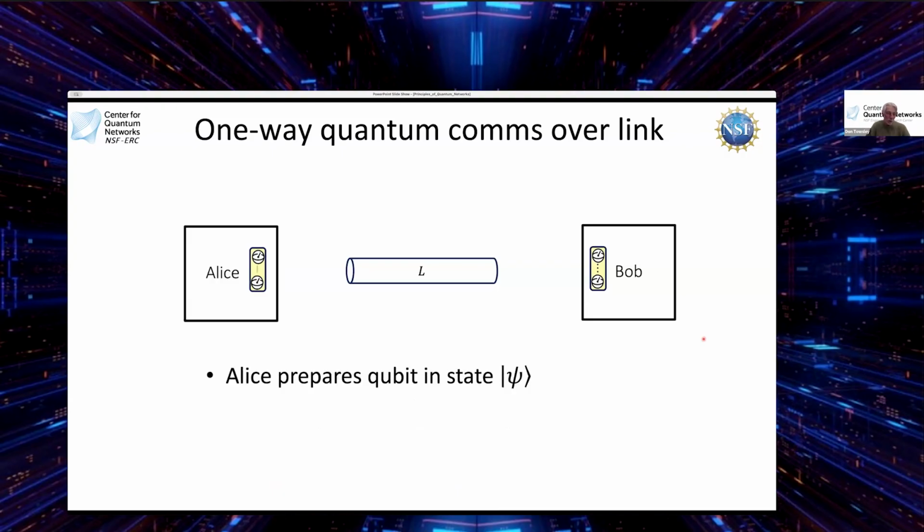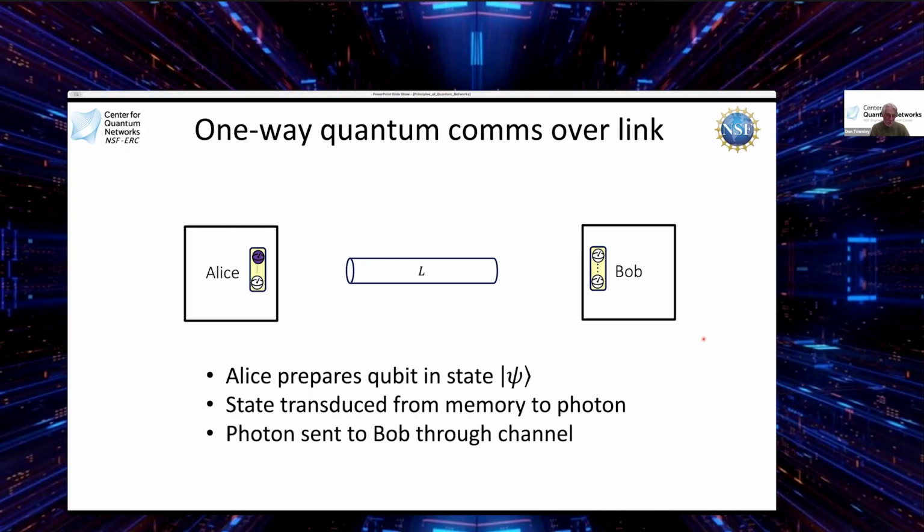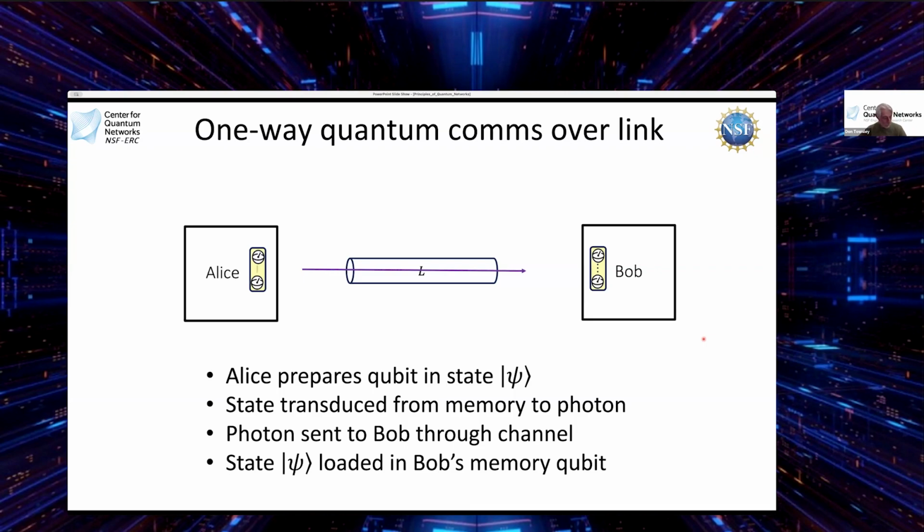Okay, so let's look at what I'm referring to as one-way quantum communications over the link. So what Alice would do is to prepare a qubit in some state, let's say, that she wants to transfer to Bob. And then the state would be transduced from, let's say, memory to a photon. And the photon would just be passed on to Bob through the channel. And then Bob would take that photon and essentially load the state psi into one of his memory qubits.